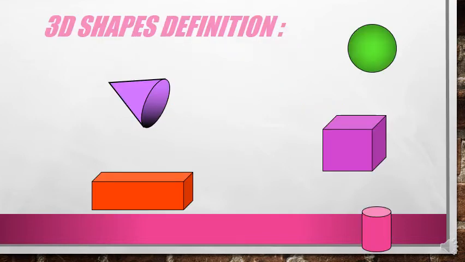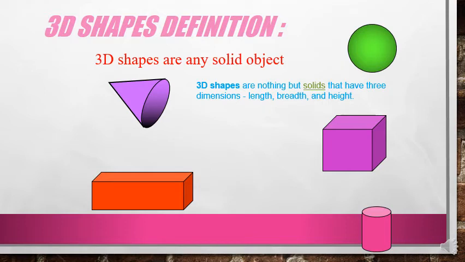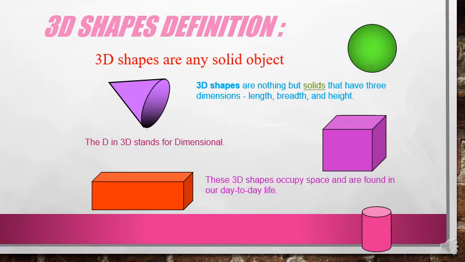3D shapes definition. 3D shapes are any solid object. 3D shapes are nothing but solids that have 3 dimensions. The D in 3D stands for dimensional. These 3D shapes occupy space and are found in our day-to-day life. Finally, we touch, feel, and use them.